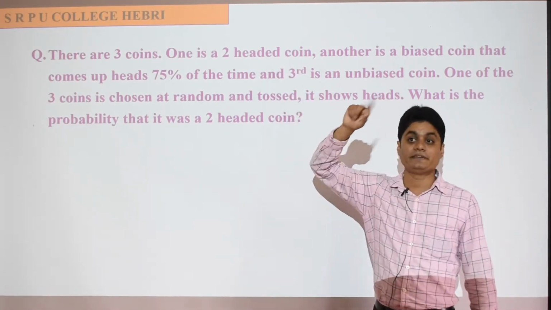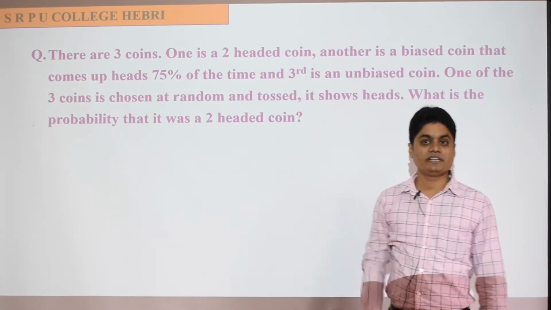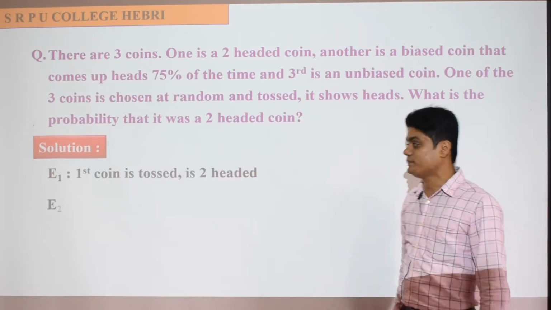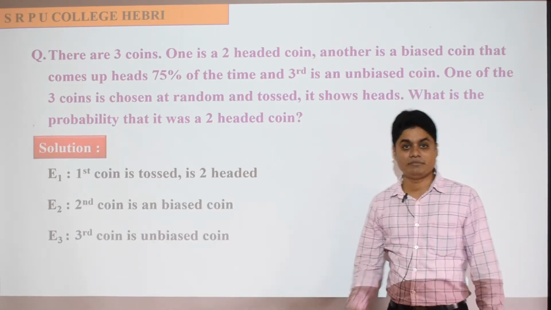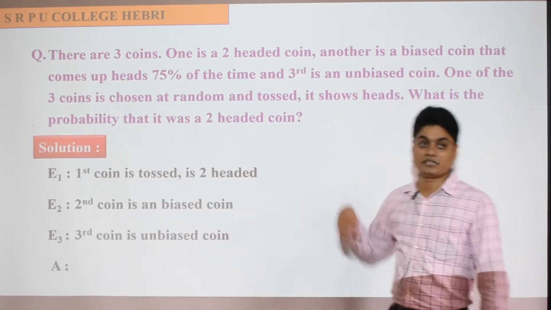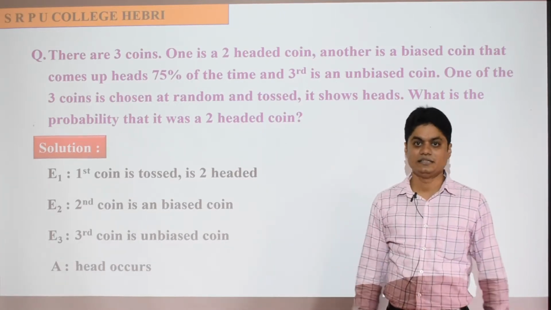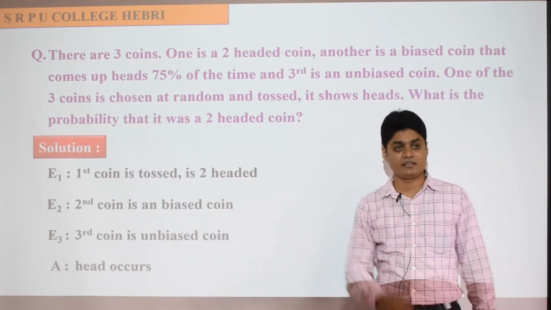So what are E1, E2, E3? They are the selected coin. First, the selected coin is the two-headed coin. Second, the selected coin is the biased coin. Third, the selected coin is the unbiased coin. And A is nothing but the coin shows head, head occurs. Understood? So this is easy. In this statement, writing these four events is very easy.